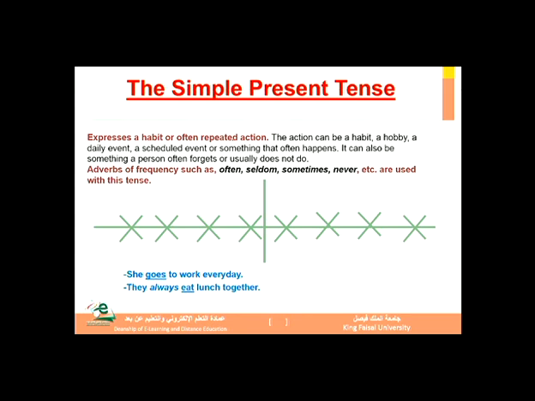Also when I say she eats lunch every day, she eats lunch every day is the present simple tense. Okay? The present simple tense is used to discuss or describe habitual acts or repeated actions. It says here the action can be a habit, a hobby. For example, he plays football means he plays football every day.